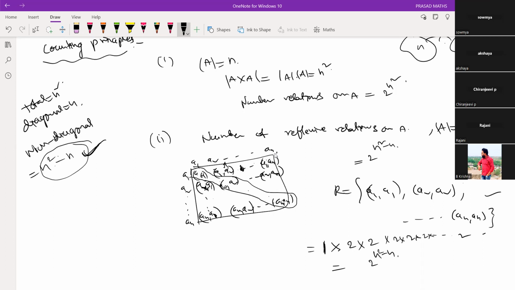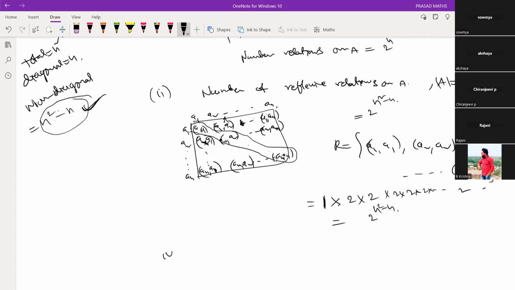Remaining rest of the elements, how many? n square minus n. So the rest of the elements can be done in 2 into 2 into 2 and so on, up to n square minus n times. Therefore the answer is 2 power n square minus n. Question: how many non-reflexive relations are there in total?